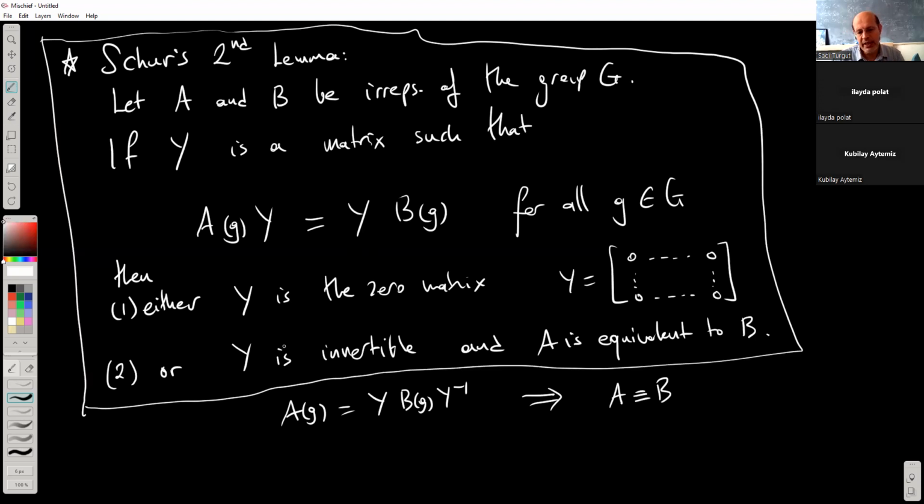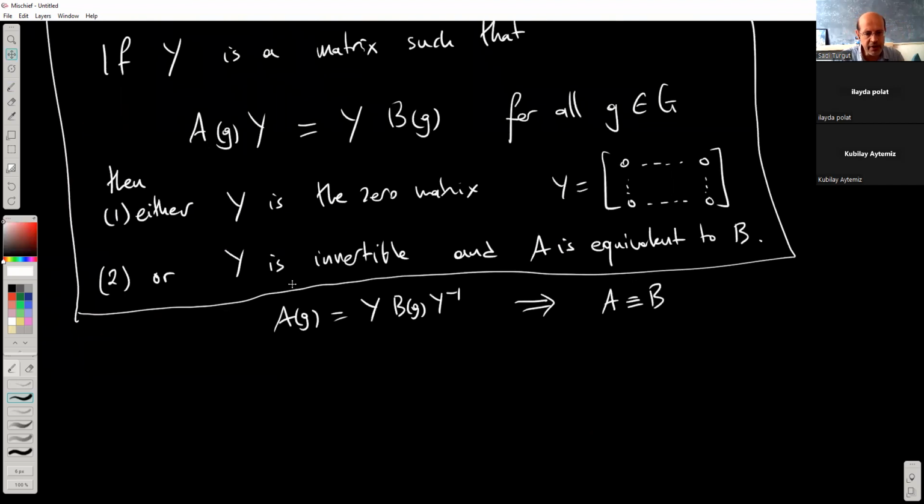So in a way, if A is not equivalent to B, then the first one is the only possible choice. That's what it says, right? If they are equivalent, then it's possible that Y can be a non-zero matrix, but in that case, it has to be invertible. So we essentially have more or less a single solution in that case, I think.